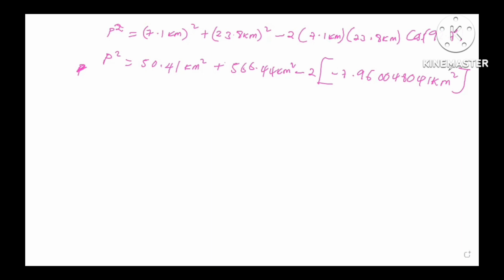Yes, sir. So now the answer that you have, you're going to multiply it by negative 2. Remember, you haven't simplified that one, right? Yes, sir. Okay. So what do you have? Let me copy this down: 50.41 kilometers squared plus 566.44 kilometers squared. Then what do you have?